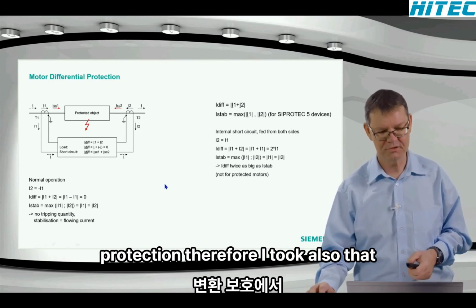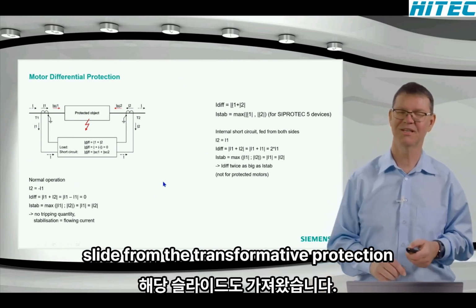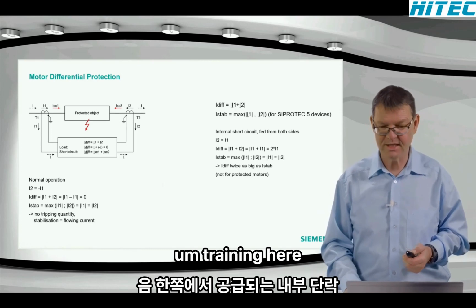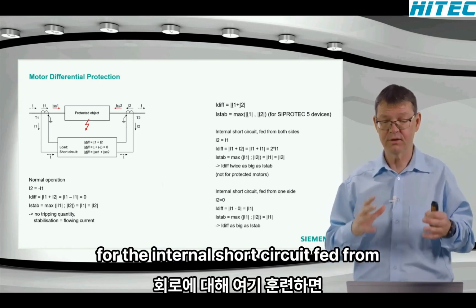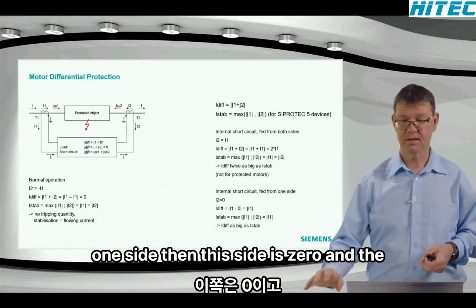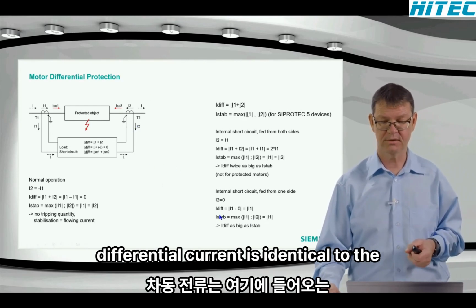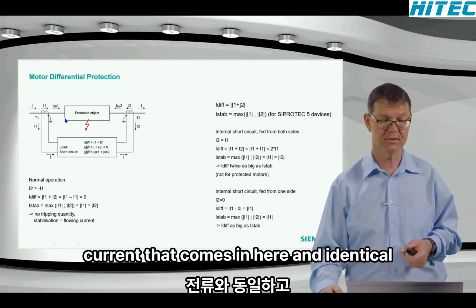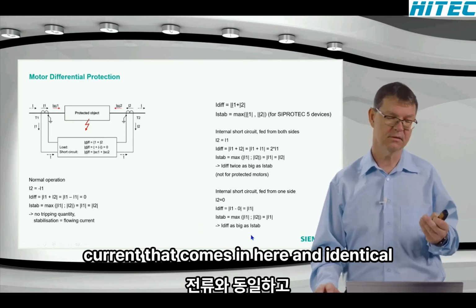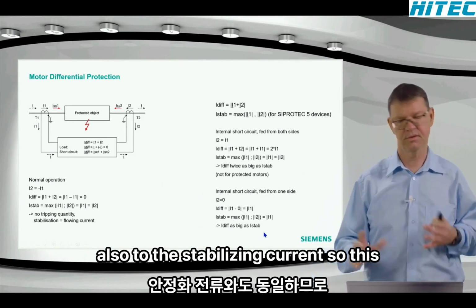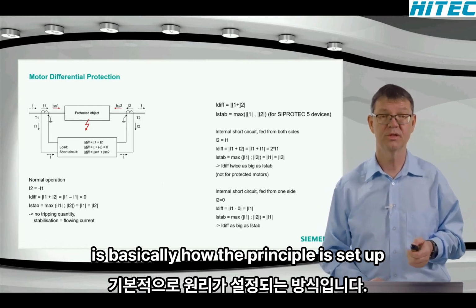Therefore, I also took that slide from the transformer protection training here. For the internal short circuit fed from one side, the other side is 0, and the differential current is identical to the current that comes in here, and identical also to the stabilizing current. So this is basically how the principle is set up.